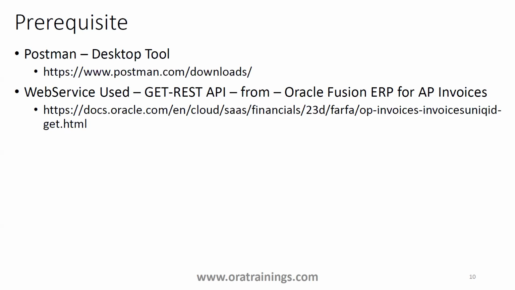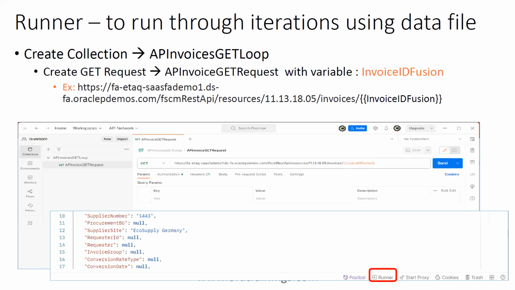Also, you have an echo request from Postman. If not, you can just use any publicly available web service which has a parameter to play around with this particular content. Okay. But in our session, we are using a web service from Oracle Fusion ERP for the AP invoice. Now, how do we create a collection?